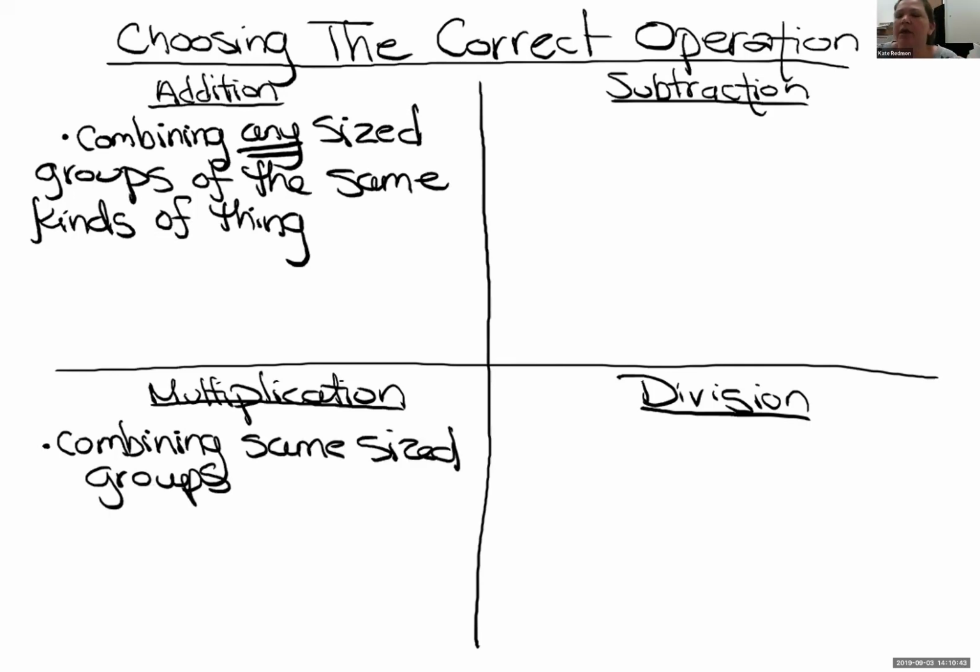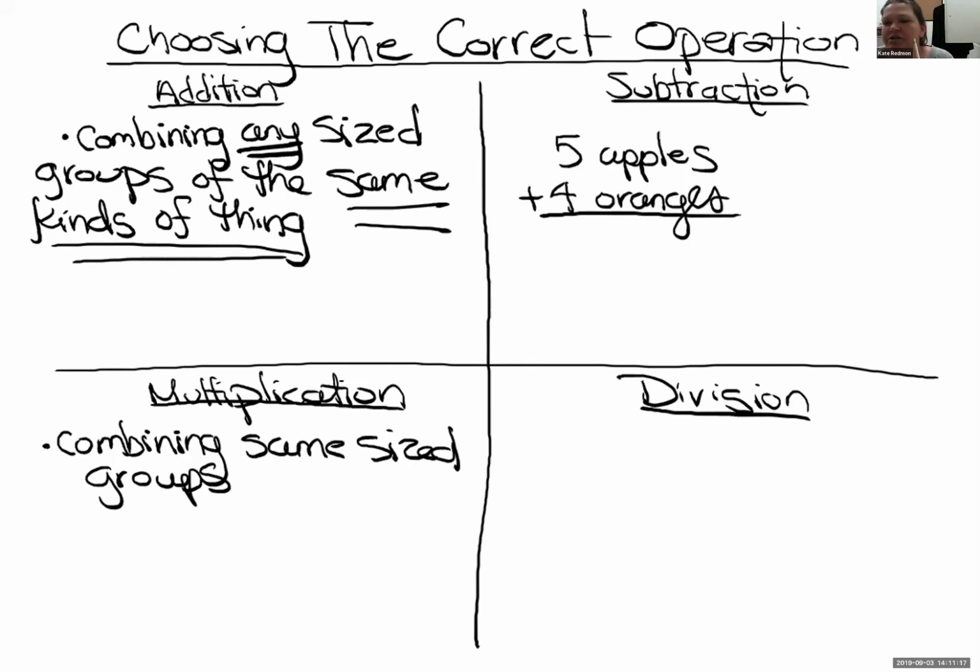Okay, but now coming up to addition again, we said it was combining any size groups of the same kinds of things. I cannot point out how important this is. So I'm going to do a little bit of scratch work over here in the subtraction box. Don't you guys stress it, because you don't have to write this down necessarily. I just don't have enough room in my addition box, but I just want to have some conversations with you guys about this.